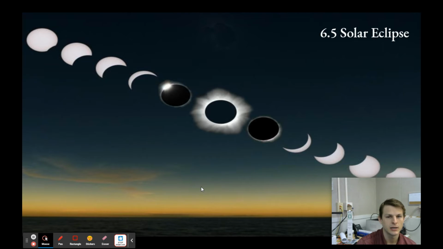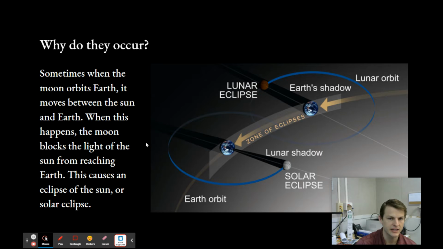So, what is a solar eclipse and how do they occur? Basically, just like a lunar eclipse, an eclipse is just when a shadow is cast on a different body of matter. In the case of a lunar eclipse, the Earth was casting the shadow on the moon. That's a lunar eclipse. With the solar eclipse, it's just the opposite. The sun is shining and the moon is casting a shadow on the Earth.